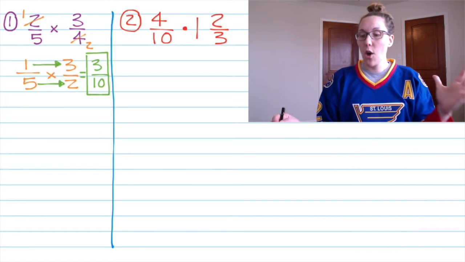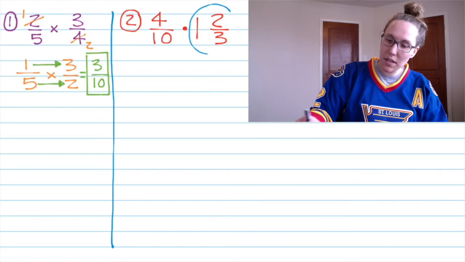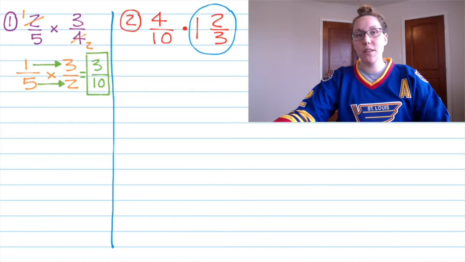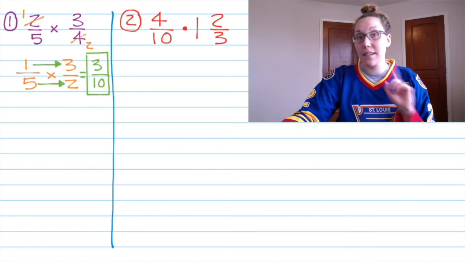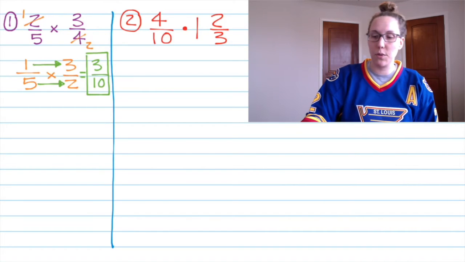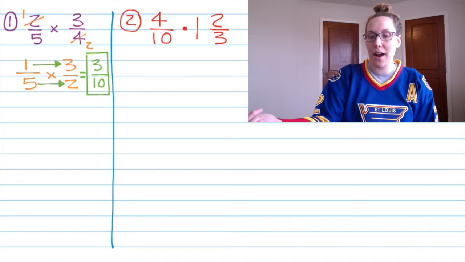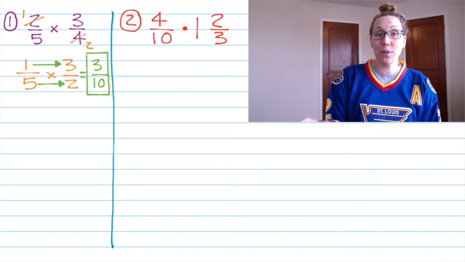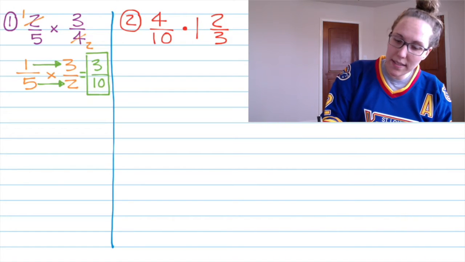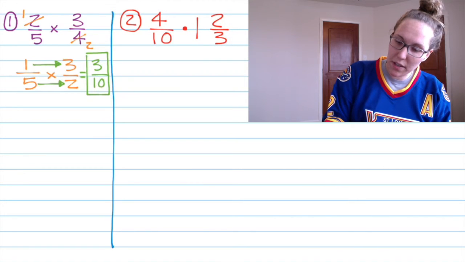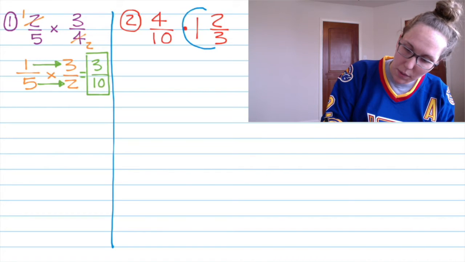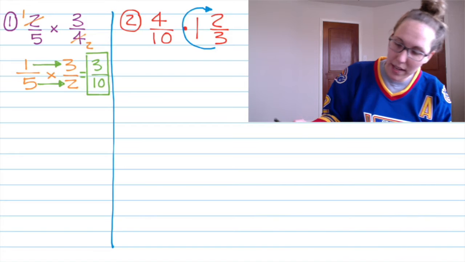That is correct. We have to change this mixed number into an improper fraction first before we multiply straight across. That is our first thing that we have to do in a problem like this when we're multiplying fractions. The good news is it's really easy to do. So when we see a mixed number, we need to turn it into an improper fraction. The way that we do that is we always move in a circle around just like this, clockwise.